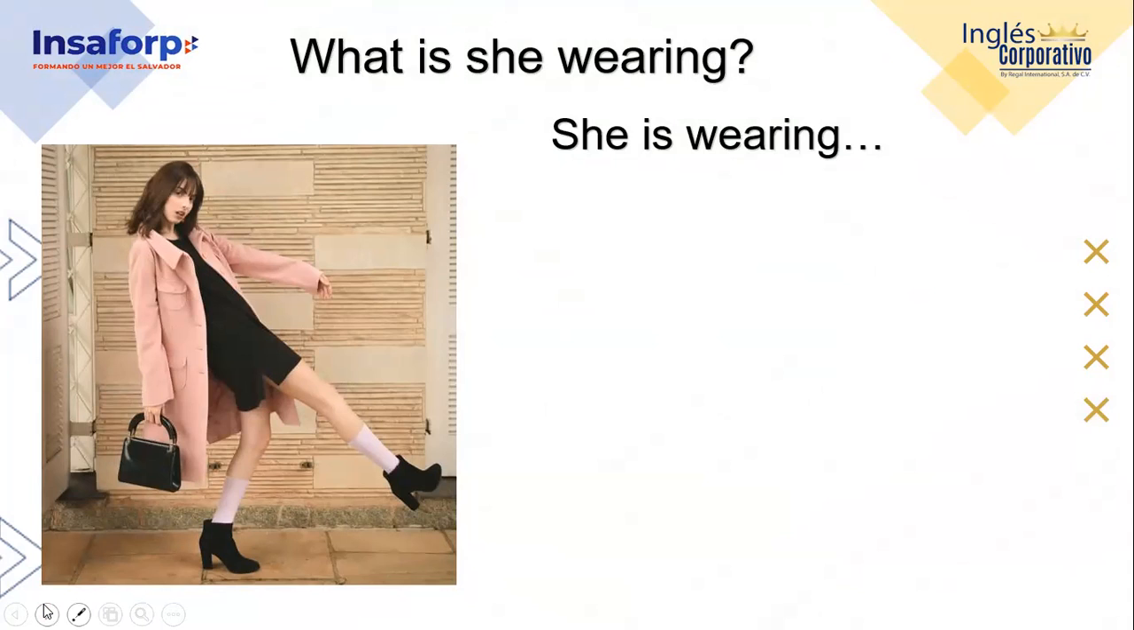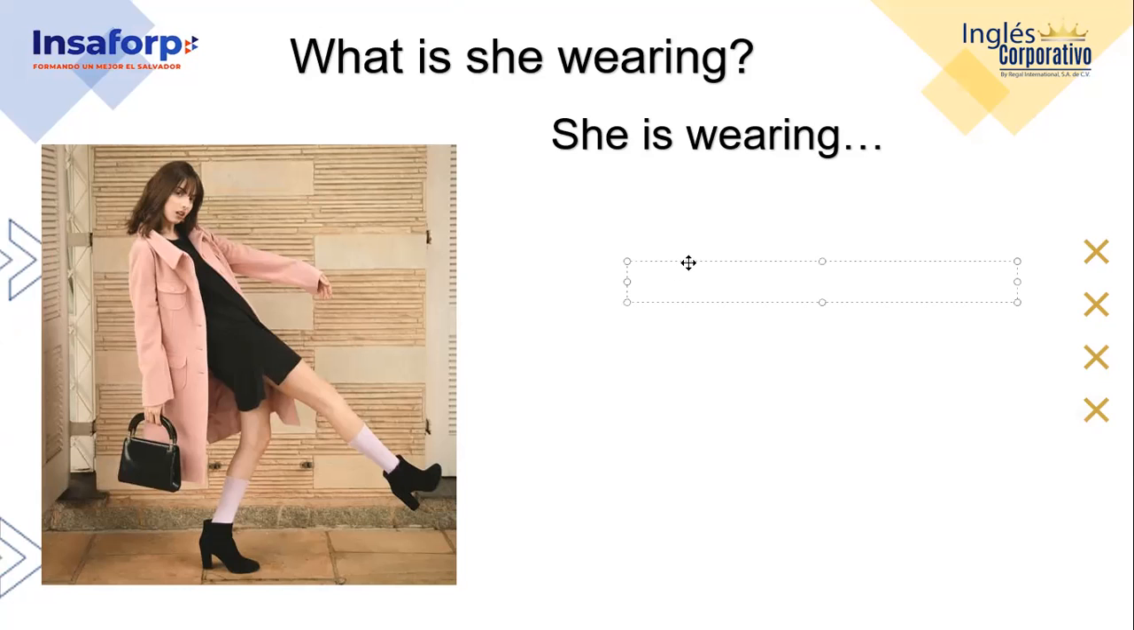What is she wearing? Y dice usted, por ejemplo, fíjate que vi a Delmi, iba bien tipa, saber para dónde iba. Y usted, ¿qué llevaba puesto? What is she wearing? ¿Qué llevaba puesto? ¿Qué iba usando? Entonces comenzamos a decir, she's wearing. Ella está usando. Tell me, she's wearing.